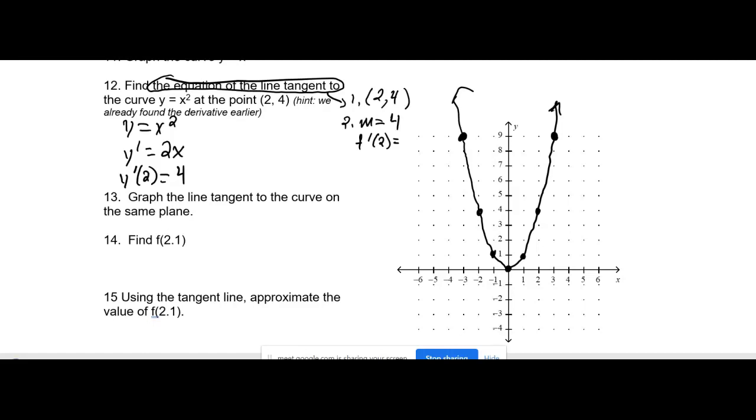We can now write the equation of our line. So we'd have y minus 4 equals 4 times (x minus 2). For number 12, that's all you would really need to know. When I ask you to do 13, most of us would probably like to see that in slope-intercept form for the sake of graphing. So let's go ahead and put this in slope-intercept form.